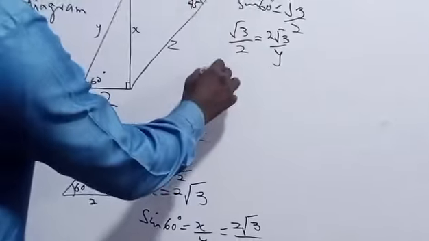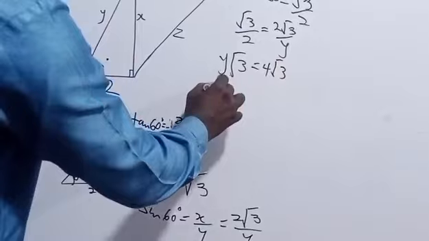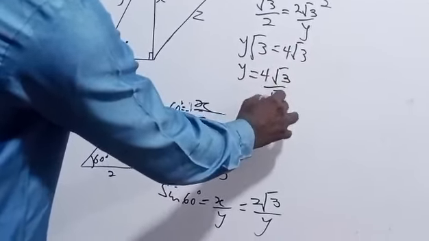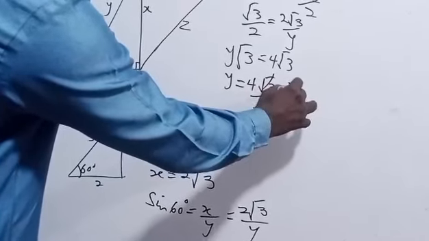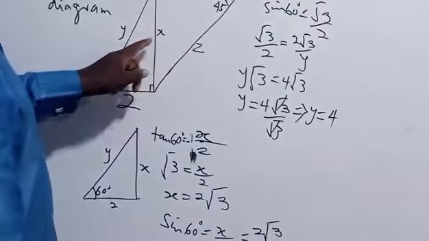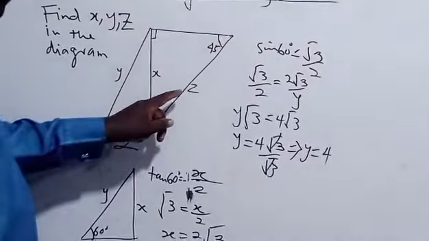If you cross multiply, you have y root 3 to be equal to 4 root 3. So y is the same thing as 4 root 3 divided by root 3. Root 3 will cut out, so y is now the same thing as what? As 4. So I have gotten my x, I've gotten my y. I want to get my z.